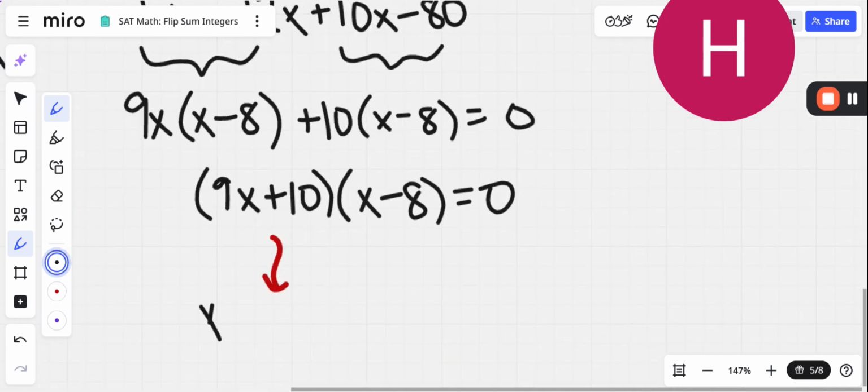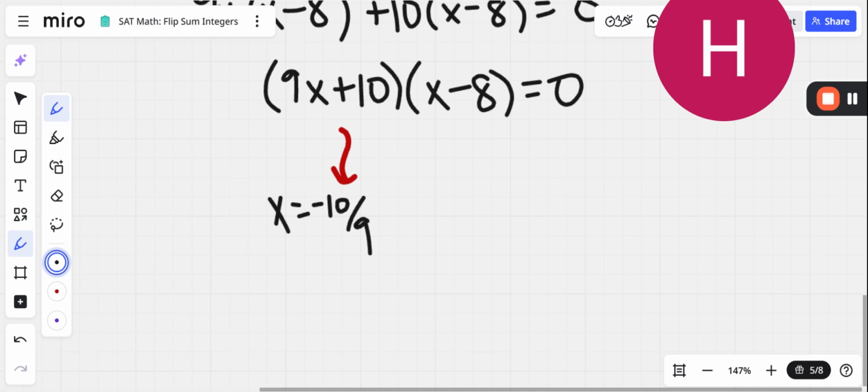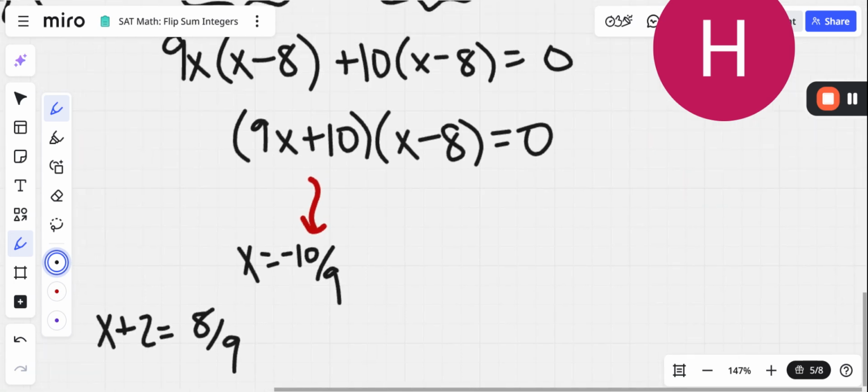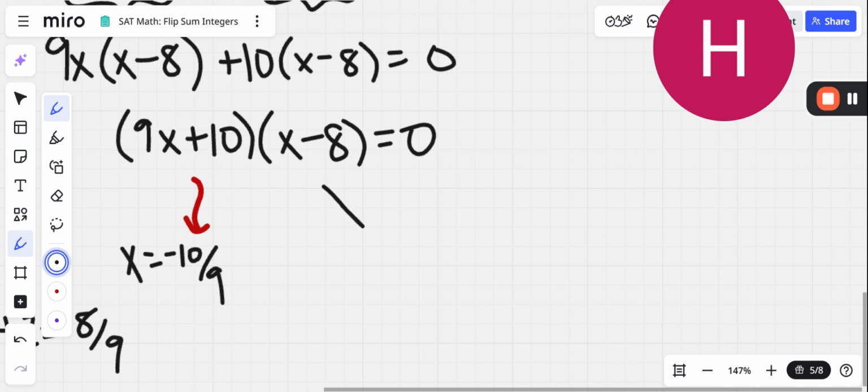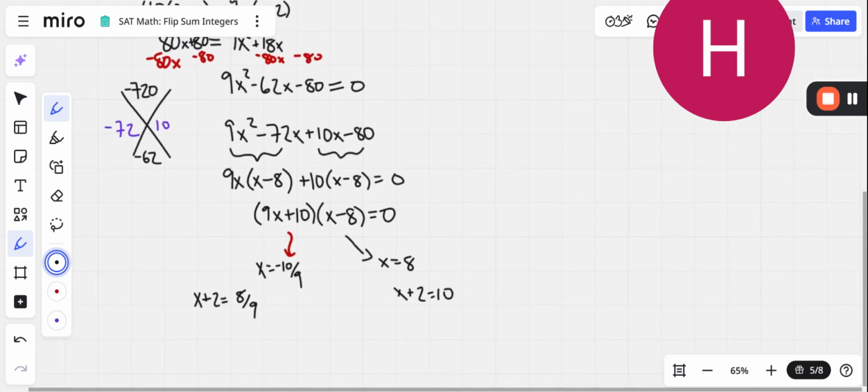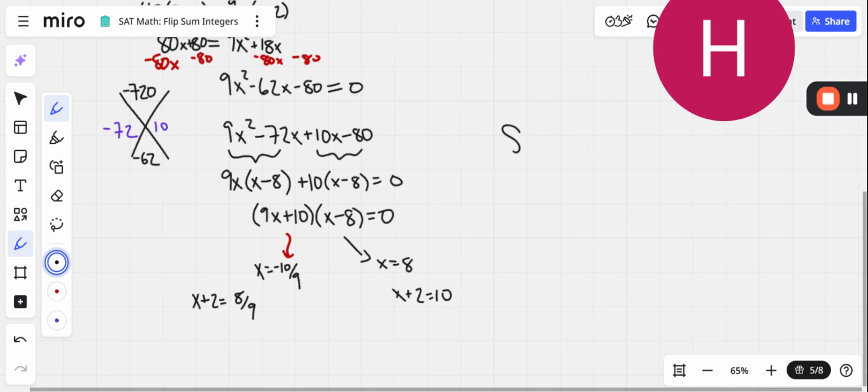This would lead us to say that x equals negative 10 over 9, which means that it does technically solve the equation. And if I add 2, that would be 8 over 9. And those two numbers technically do solve this situation, but the question asks for even consecutive integers. So here we're going to have that x equals 8. Therefore, the other integer is 10. So if we had some multiple choice options, you'd be picking 8, 10.